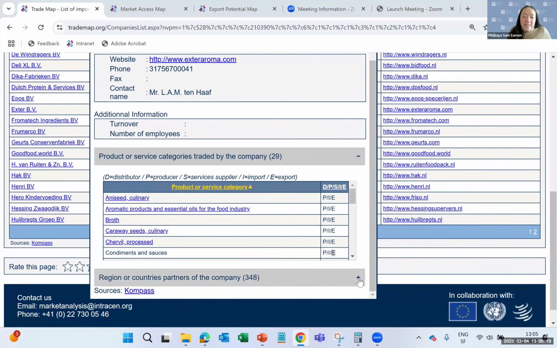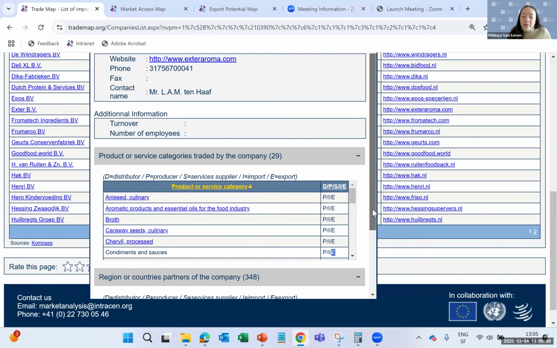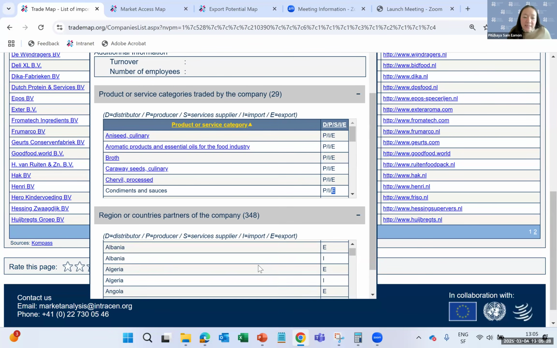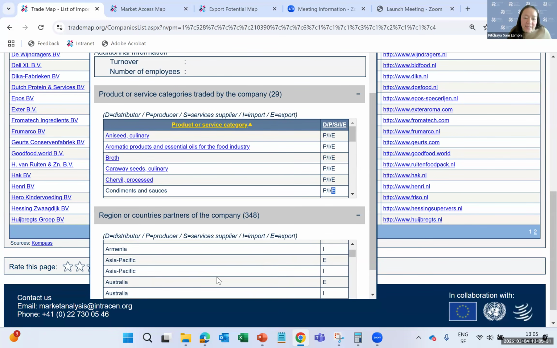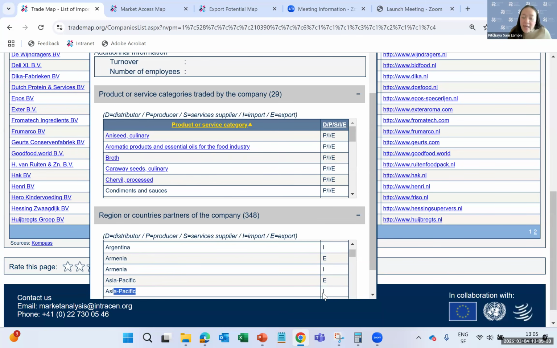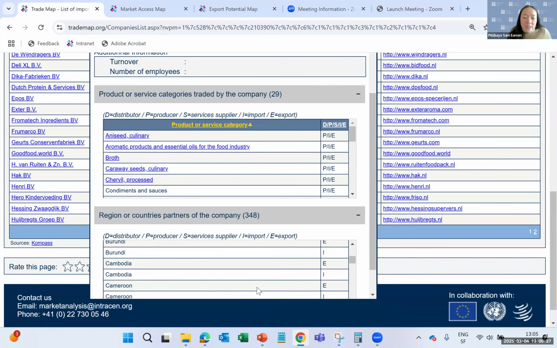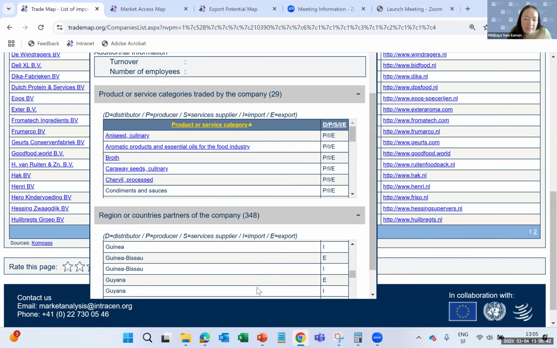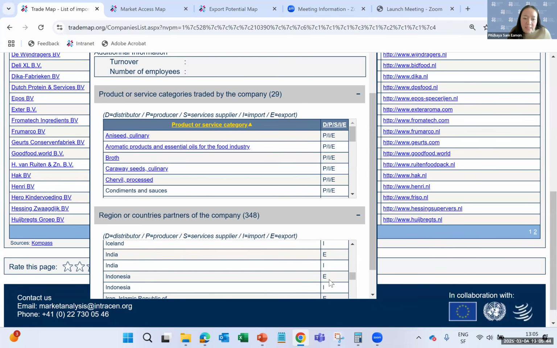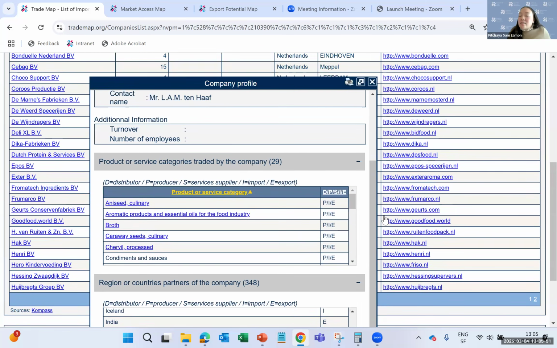Another thing that we can see here is that they have also declared the regions or countries they partner with, so with whom they are trading. As you can see here, they list the name of the company. They list that they trade with Asia Pacific. They export to Asia Pacific. They import from Asia Pacific. And if we zoom in, we can look for Indonesia, which is our country in this example. Here, Indonesia: they import from Indonesia and they export to Indonesia. So this is a starting point.